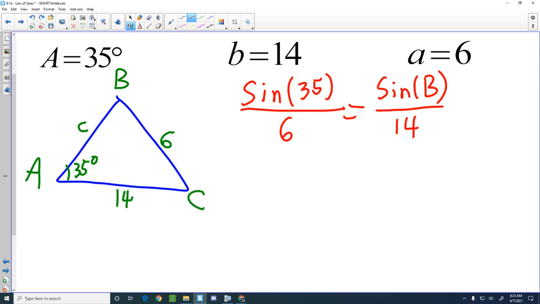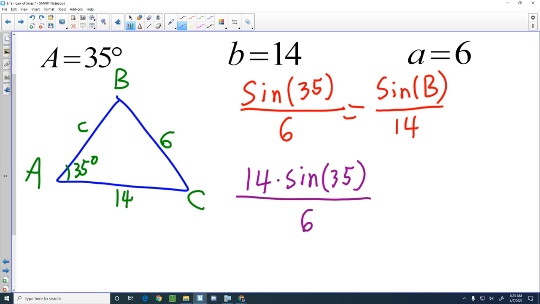Solving for an angle, meaning we're going to have to use sine inverse again in our last step after we cross multiply. So 14 times the sine of 35 divided by 6 will equal the sine of angle B. So I cross multiplied and I divided by the 6 all in one step. It's pretty fancy, I know. So we can go ahead and multiply that out.